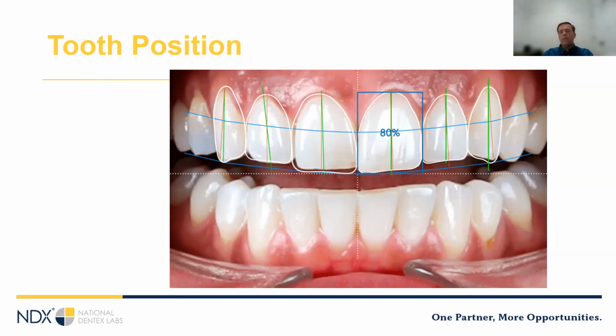We want to develop even centric occlusion on our functional cusps in the posterior, and we want to avoid lateral interferences unless we need to do balanced occlusion for some reason. There are a lot of theories on this, but in general, you want to do cuspid rise and anterior guidance. But make sure that you're evaluating your patient's chewing habits and different things like that to make sure that you're selecting a good occlusal scheme.